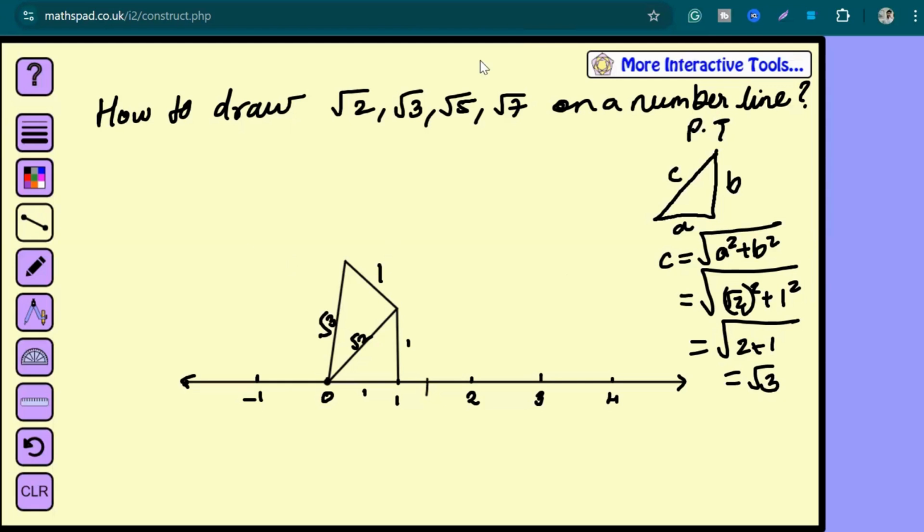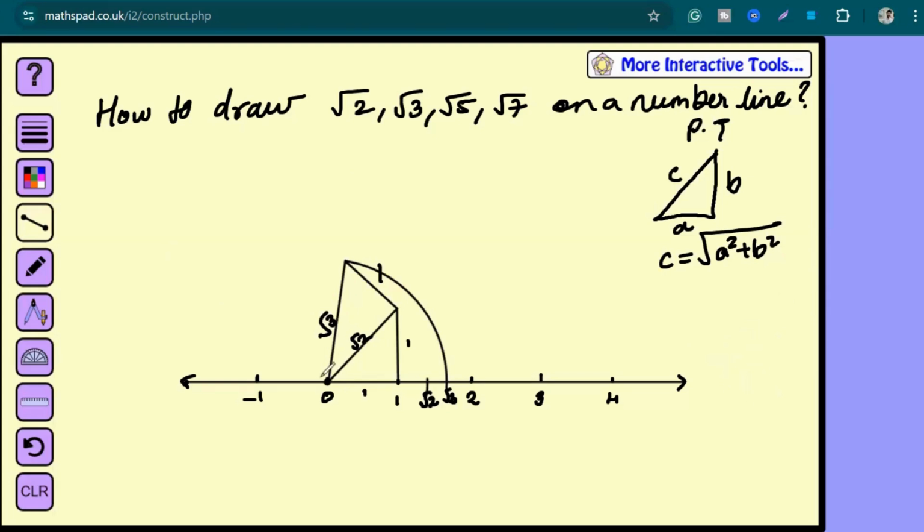Now again you can use the compass, keep it like this. Generally they ask you root 3, so you can draw like this. Now you can mark root 2 and root 3 on the number line. This will be helpful in order to draw root 5 and root 7.